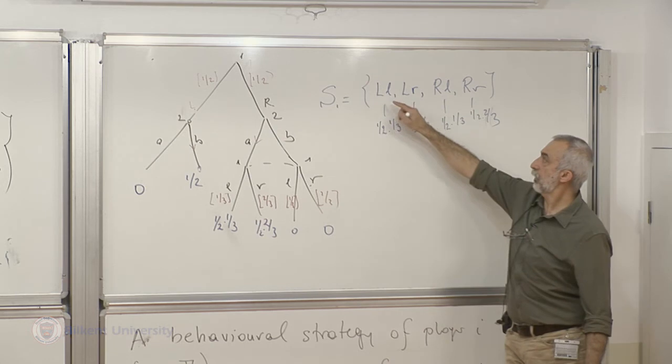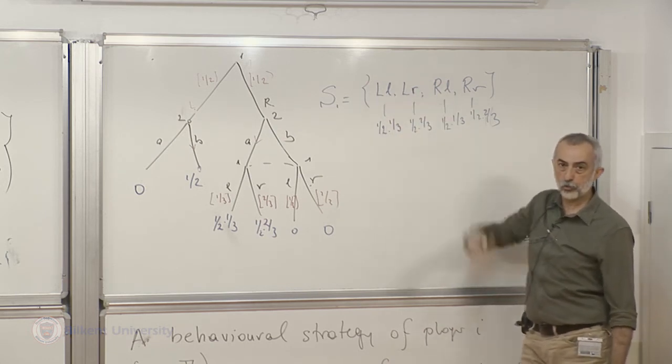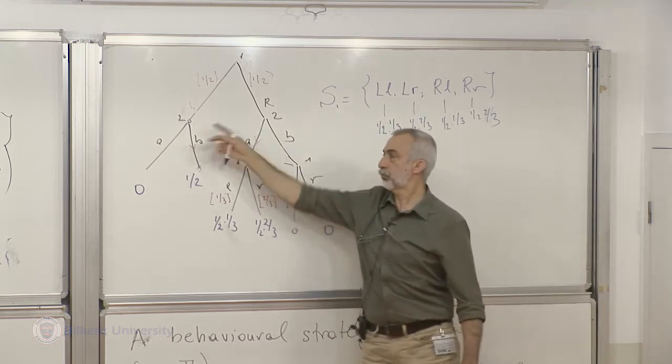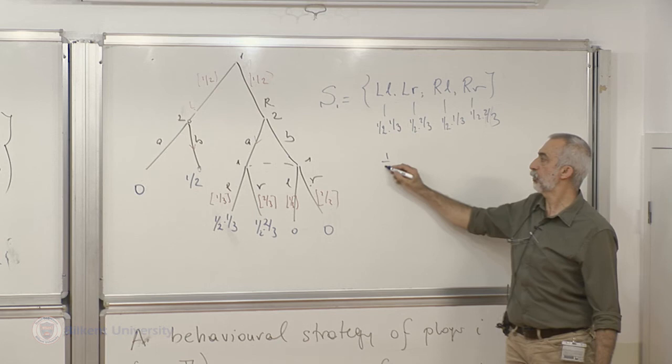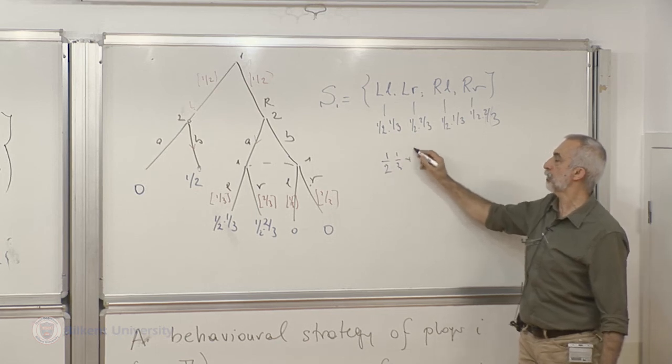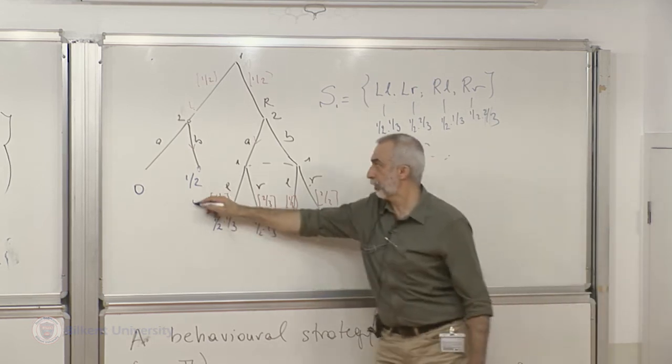That outcome will be realized when either one of these strategies is used by player 1, given that player 2 is using this strategy. So with what probability will we have that? It will be 2 over 3 times 1 over 3 plus 1 over 2 times 2 over 3, which is 1 over 2. Pass the test.